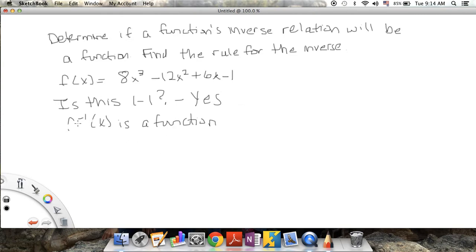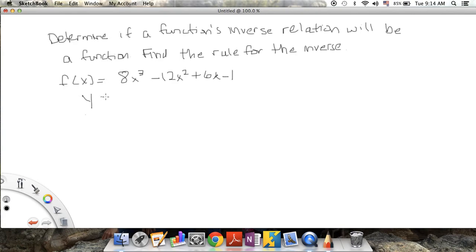Well, let's give ourselves some room here. If you remember, the way we do an inverse is we have to switch our x's and y's and then solve for y again, because what we're doing is taking a reflection over the line y equals x. So we have y equals 8x cubed minus 12x squared plus 6x minus 1. So to find our inverse, we switch the x and the y: x equals 8y cubed minus 12y squared plus 6y minus 1.